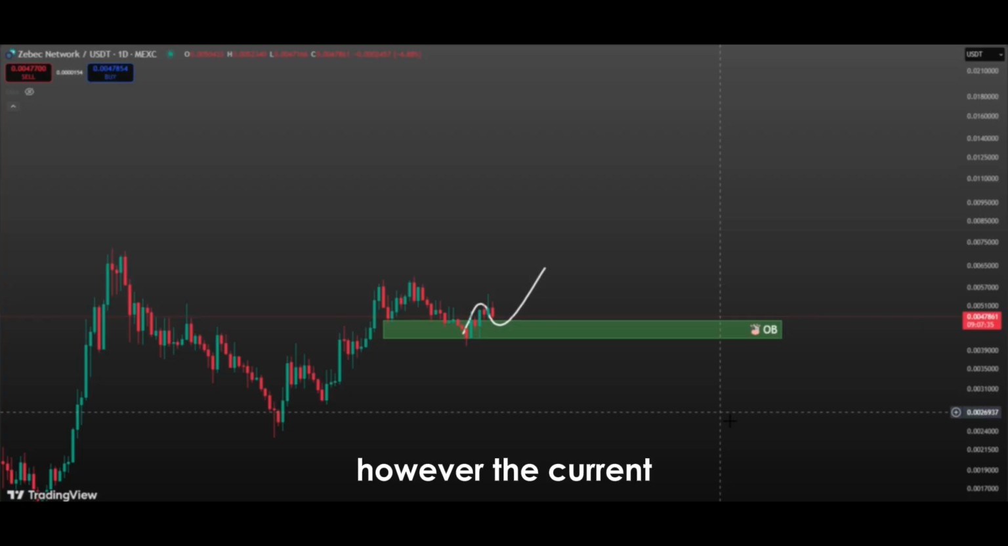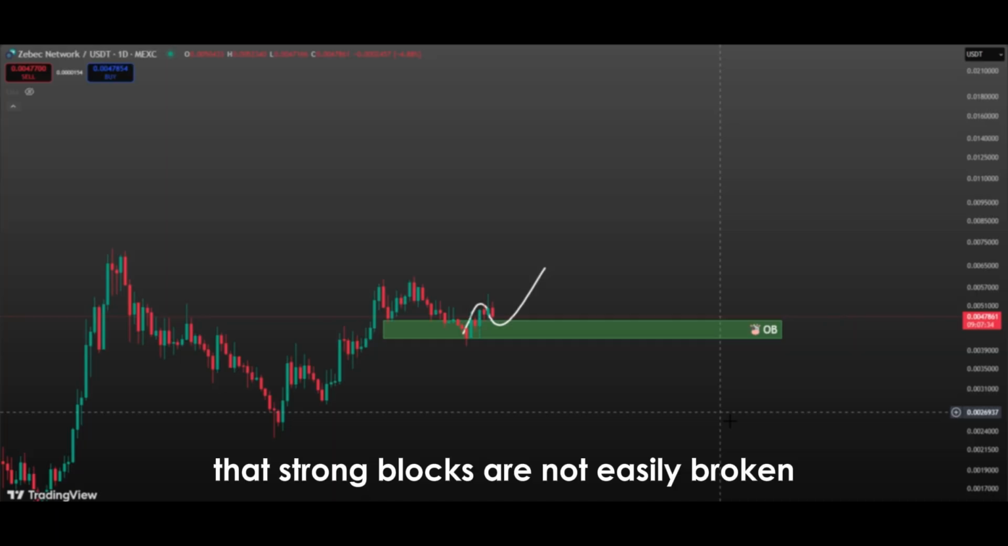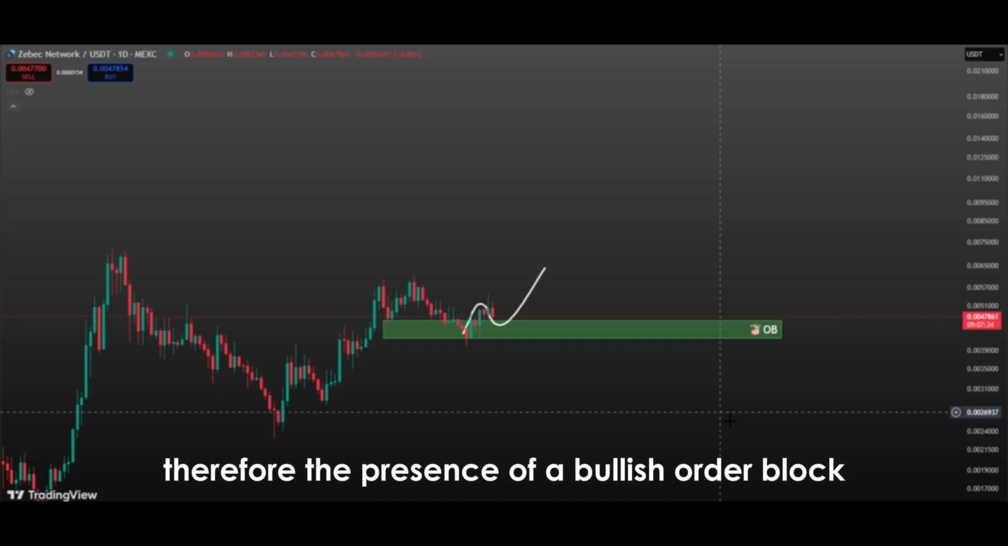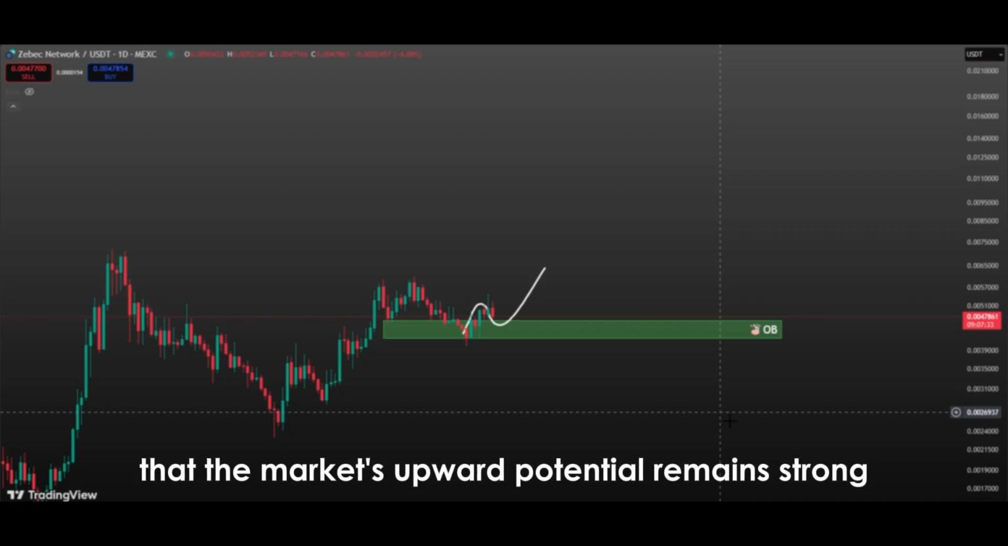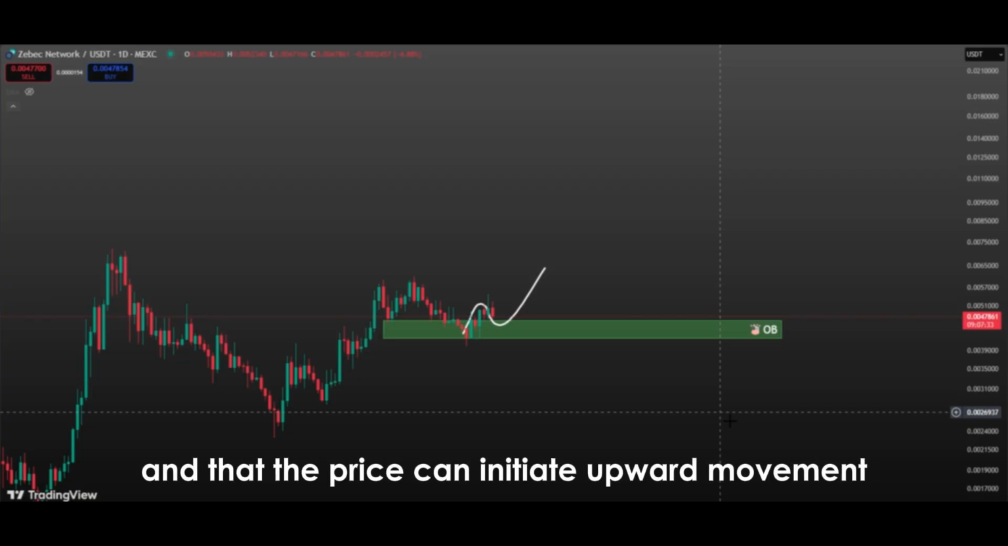However, the current structure indicates a high likelihood that the price will find support when it reaches this block, as the general market logic shows that strong blocks are not easily broken. Therefore, the presence of a bullish order block just below the price clearly indicates that the market's upward potential remains strong, and that the price can initiate upward movement from this level.